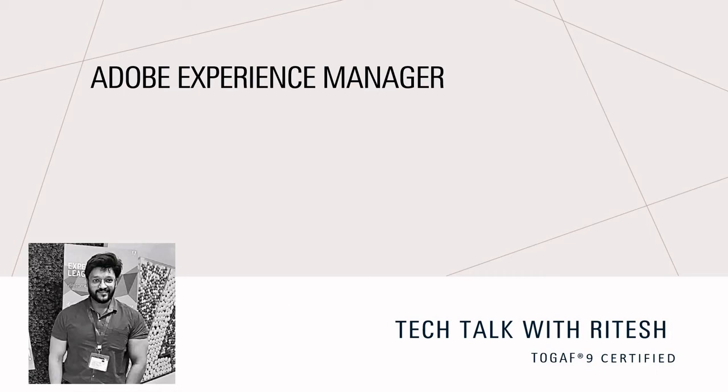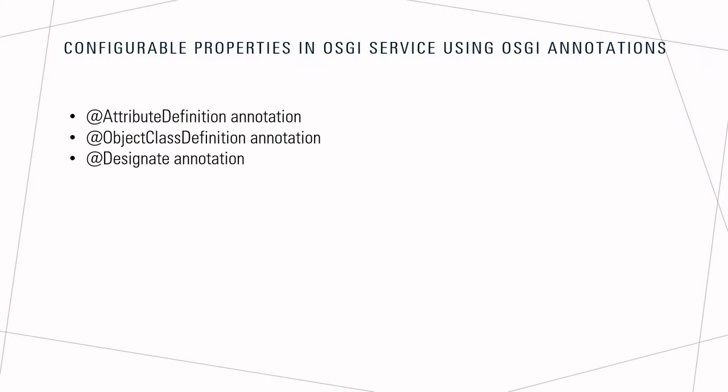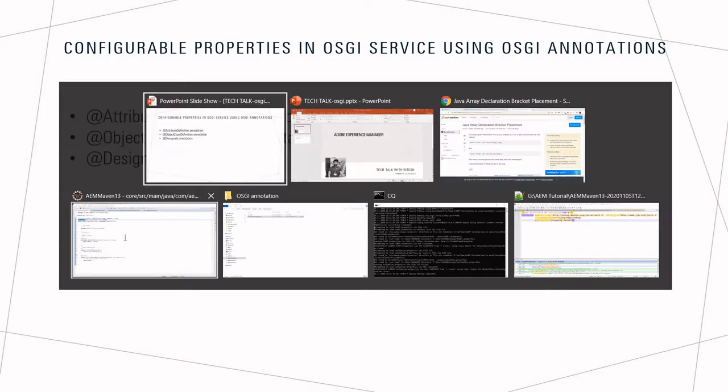Hello everyone. I'm going to talk about OSGi services, like how can we make configurable properties in an OSGi service. We used to do it using the Felix SCR annotations. Now we have new OSGi annotations. We will look at these annotations: attribute definition, object class definition, which we call OCD, and the designate annotation.